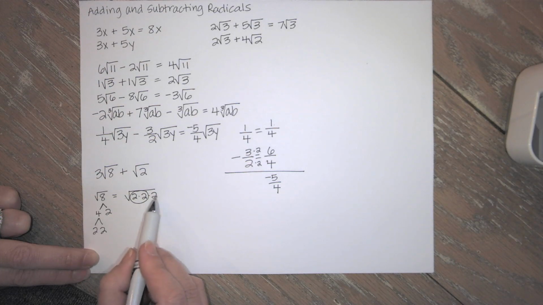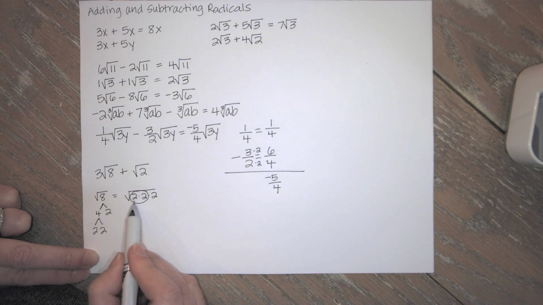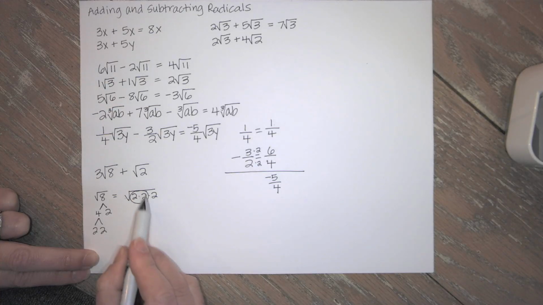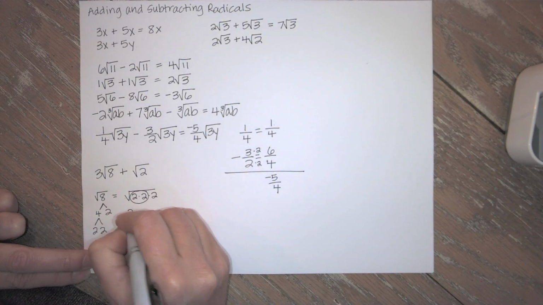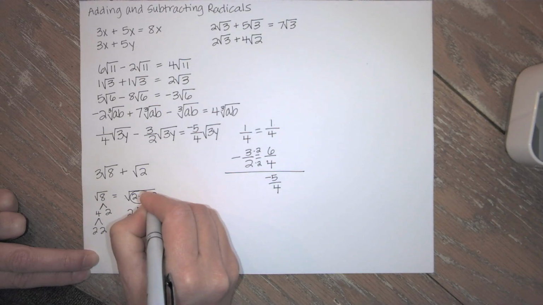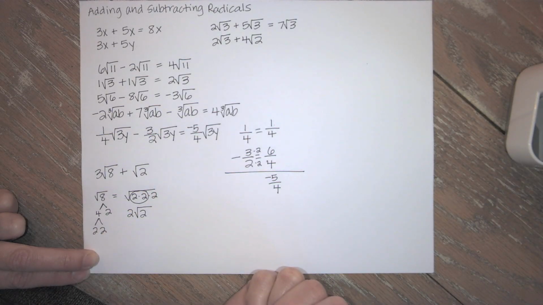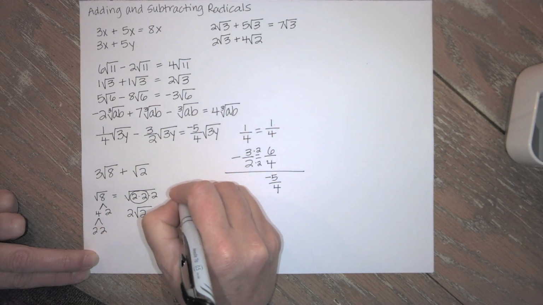And by breaking it all the way down, anything that you have a pair of tells you that's what the perfect square was in there. So this had a 4 in there. And so if you have a pair of 2's, you're going to bring one 2 out. This one's going to be left underneath the square root.